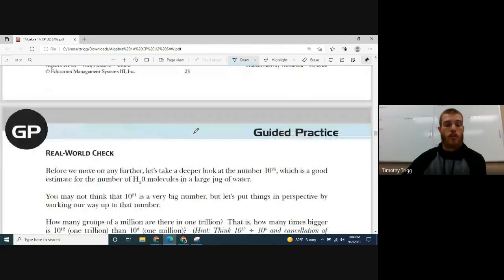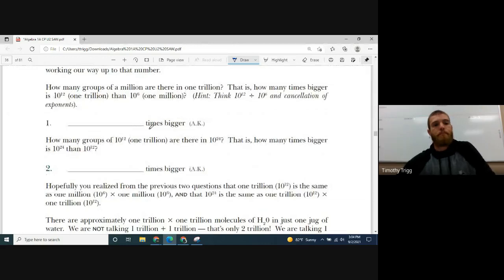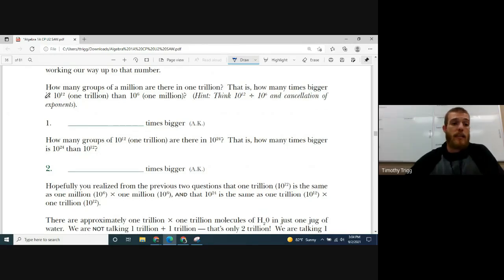Let's go to page 24 when you're ready. How many groups of a million are there in 1 trillion? That is, how many times bigger is 10 to the power of 12, 1 trillion, than 10 to the power of 6? So this is the same as saying 10 to the power of 12 divided by 10 to the power of 6. So what should I do with these powers? Well, you would subtract them. So that'd be 10 to the power of 6. 12 minus 6 is 6. Remember, as long as these have the same base, you could subtract the powers in this fraction.